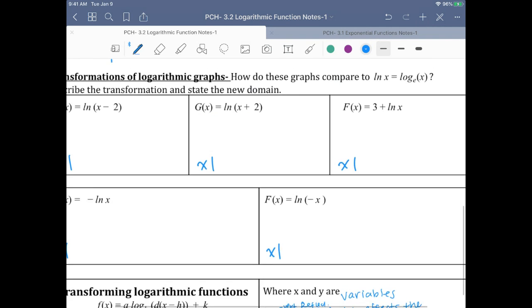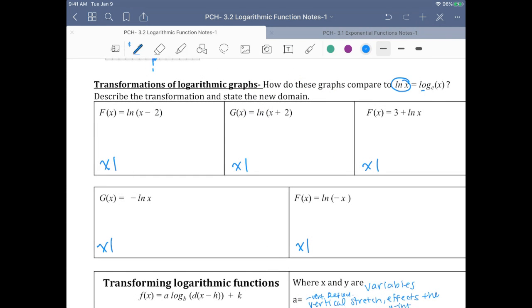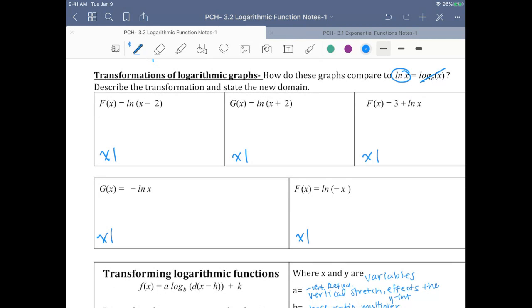All right, so transformations. We're going to look at ln of x. Remember, we don't really write it as log base e of x. We're going to just state the transformation and state the new domain. So we have ln of x minus 2, which is going to go to the right 2. So the graph started here, and if it moves to the right 2, the asymptote is going to move to the right too. So x has to be greater than 2. So the asymptote moves as well.